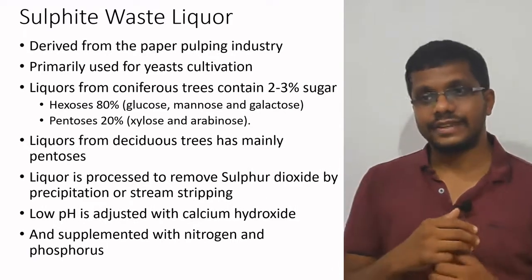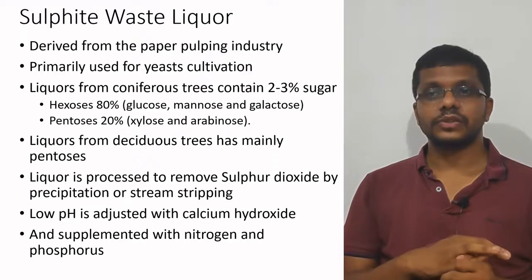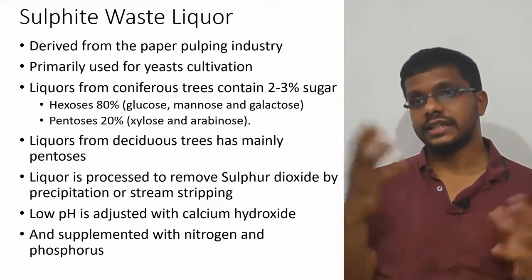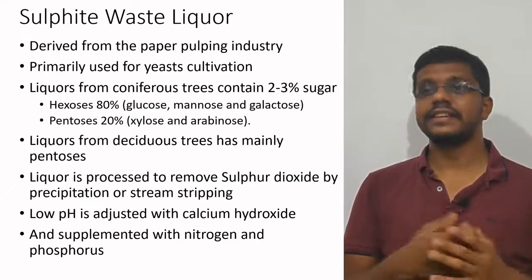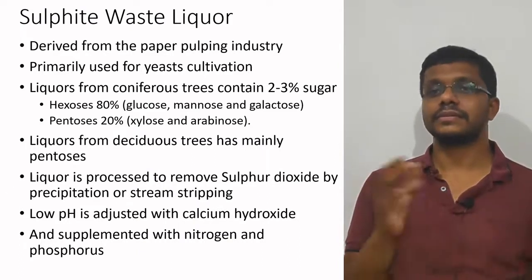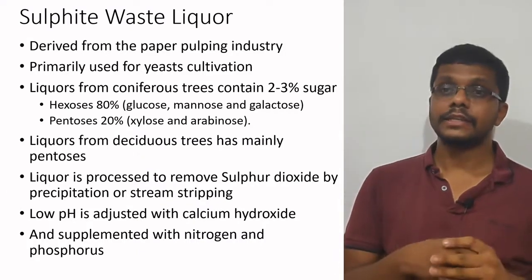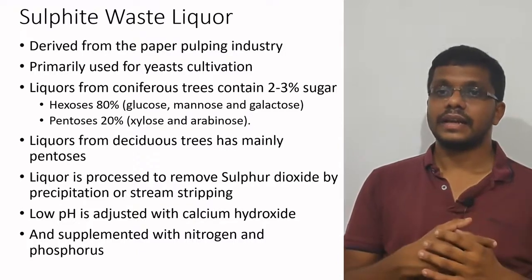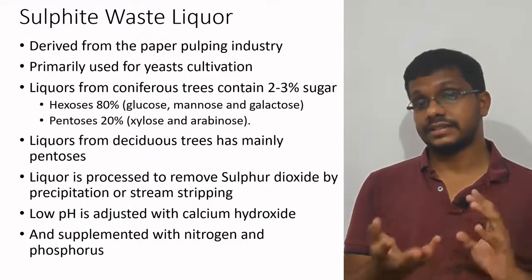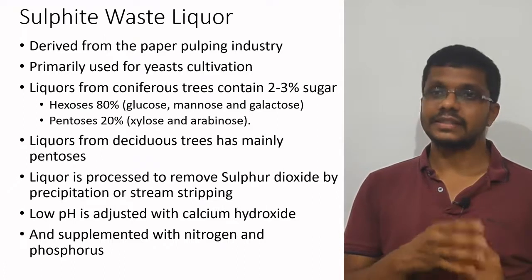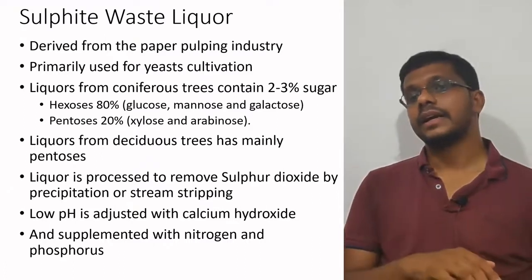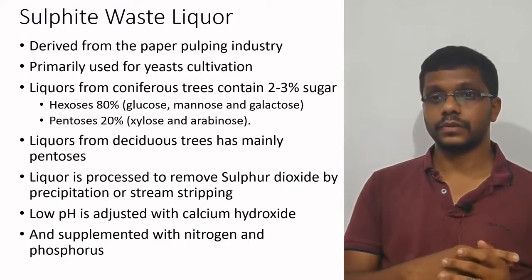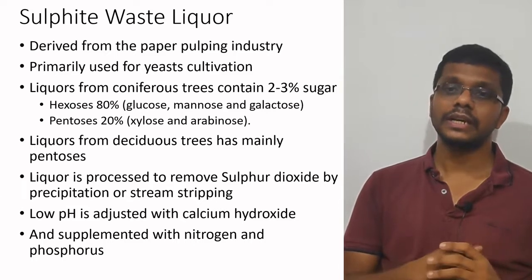Next one is sulfate waste liquor. Sulfate waste liquor is also a waste product. It originates from the paper pulping industry. As the name indicates, it contains sulfate in it, because they use sulfuric acid, things like that, for the process of pulping. So the waste generated from the paper industry also contains sulfate, and it has a very low pH. That's why it's acidic in nature. As it is a waste product, it's very cheap. It is primarily used for the cultivation of yeast for biomass production and single cell protein production.